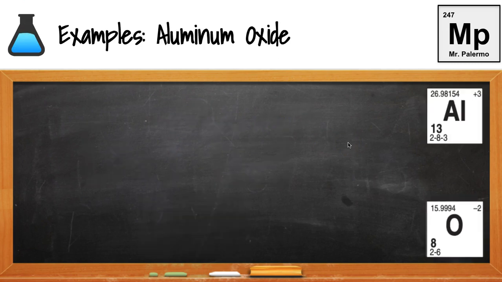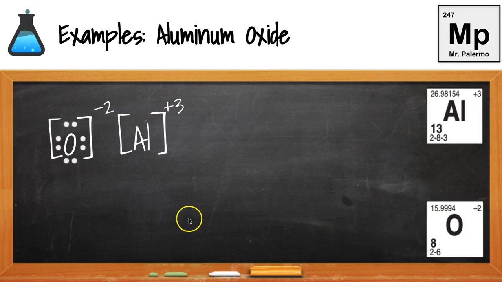Let's look at one more example, aluminum oxide. Aluminum has a +3 charge, so I'm going to draw that ion dot diagram. Again, it's a positive ion, so no dots. And then oxygen is a -2, so I'm going to draw that. That's our anion, so that's going to have 8 dots, brackets and charge. And you notice that the total charge does not equal 0. So we're going to keep adding ions in order for this to equal 0.